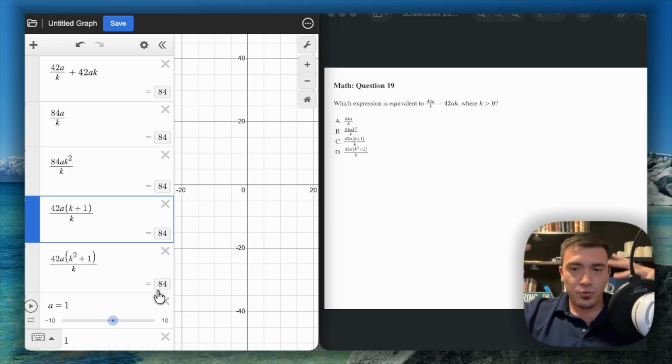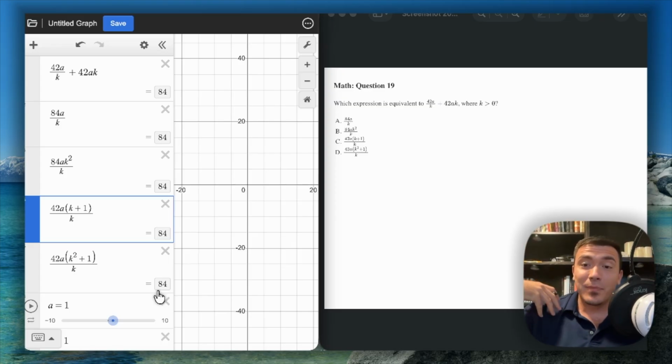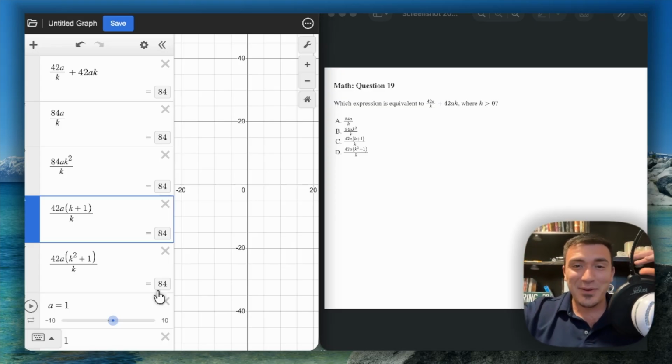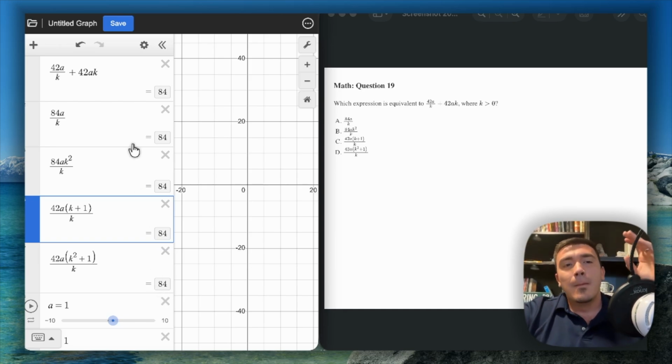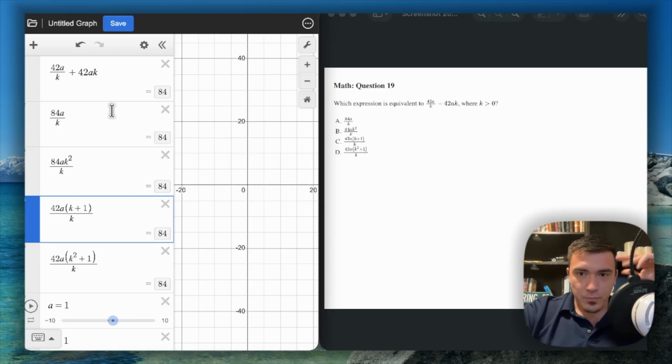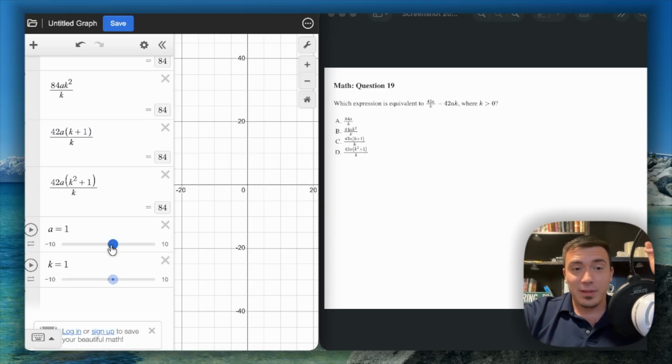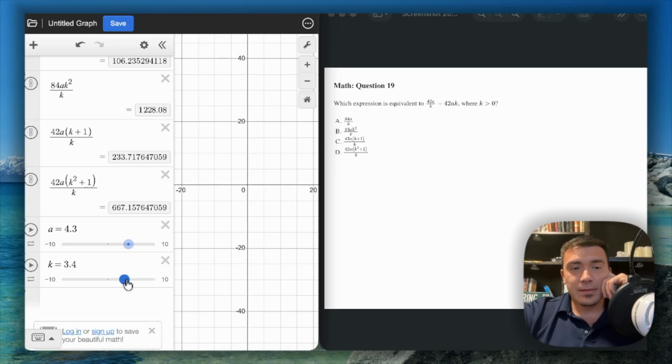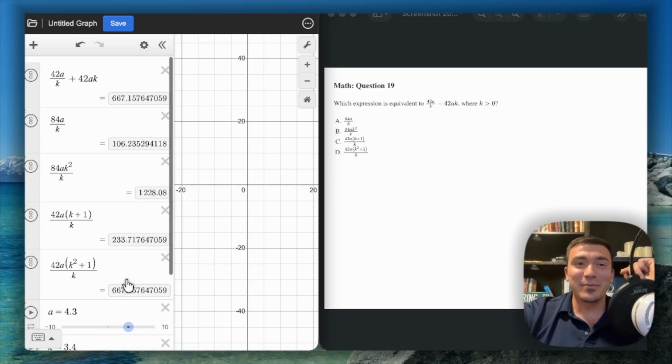So SAT tries to prevent students from doing that, but we're smart. We know how to use Desmos. We know all these tricks, so we can get a little bit of an edge on the SAT. SAT makes it so that we can't get away with just plugging in 1, but I can plug in weird numbers. I can plug in 4.3 and 3.4. So now I have a little bit of an edge on the SAT, right?